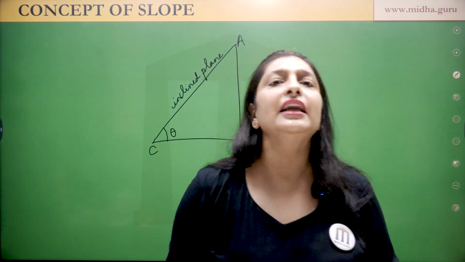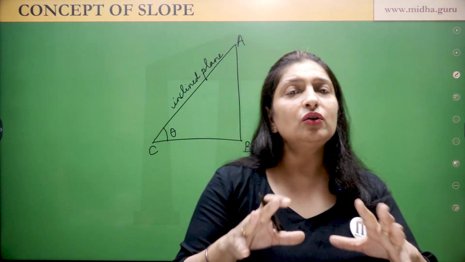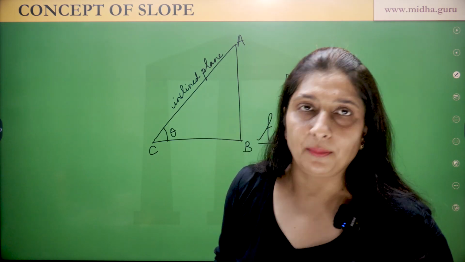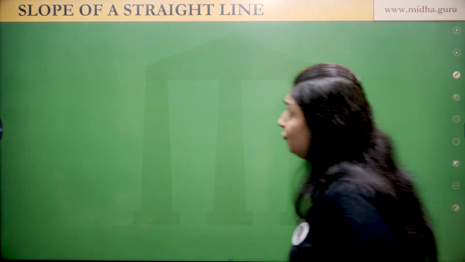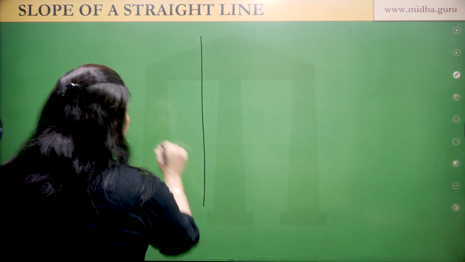The angle is what? The inclination. Inclination is the angle which this line is making with the x-axis, right? So this is the concept of slope, the ratio of vertical rise to the horizontal change. Now, we go on to the slope of a straight line in a Cartesian plane.